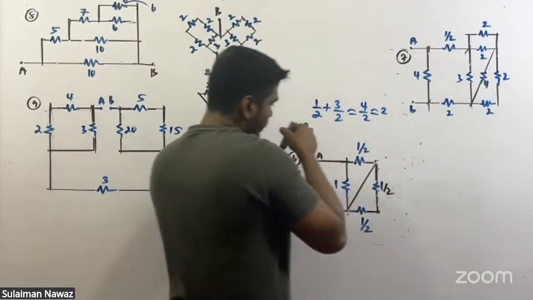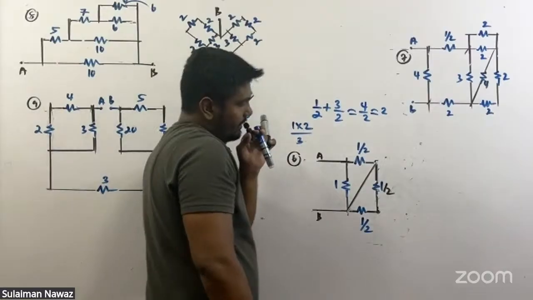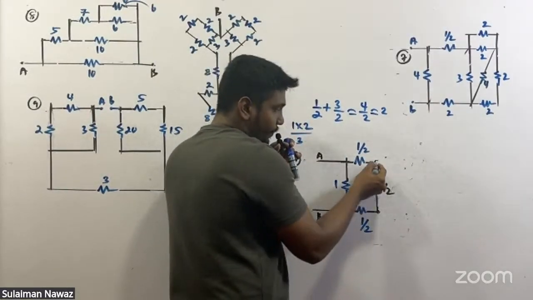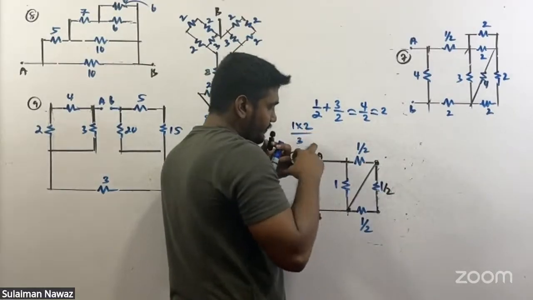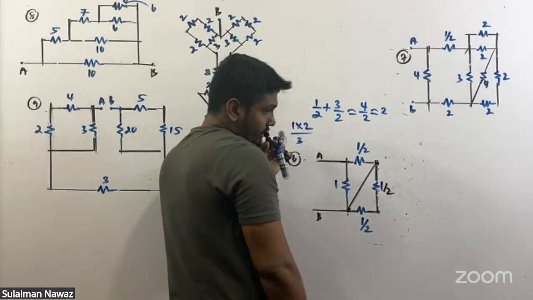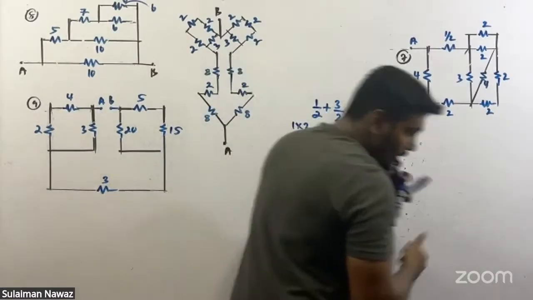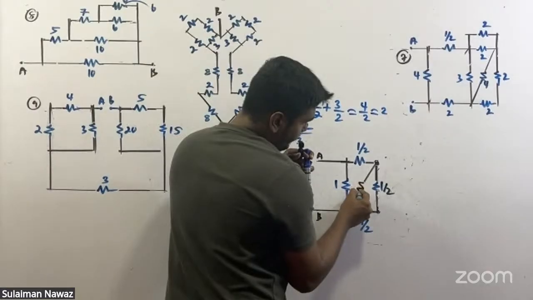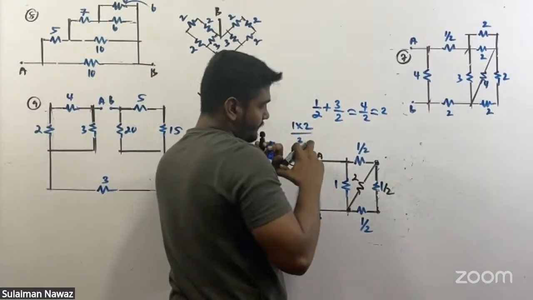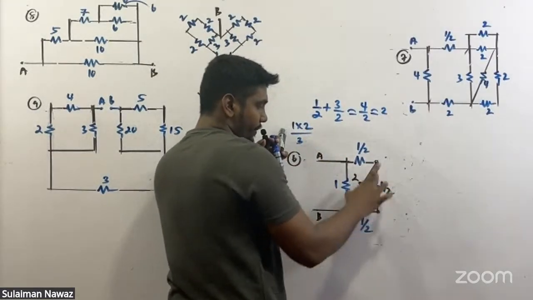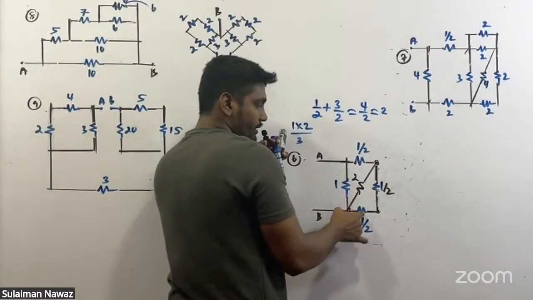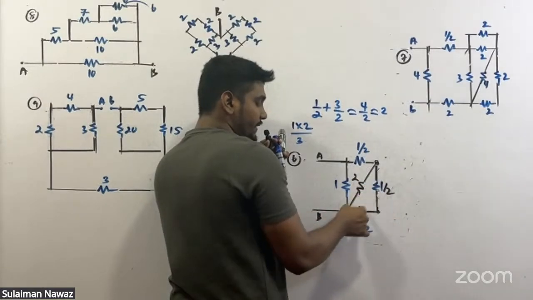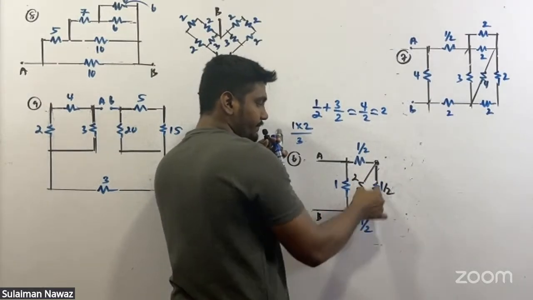Okay. Now next, what 2 points? This point and this point, right? Now there is 2 also. I forgot this 2. There is 2 also, right? Now between these 2 points, these two are in series, half and half. What is the equivalent of these two? Half plus half means 1.